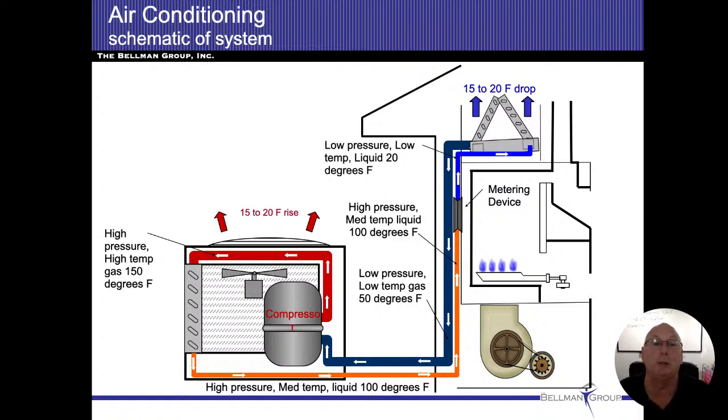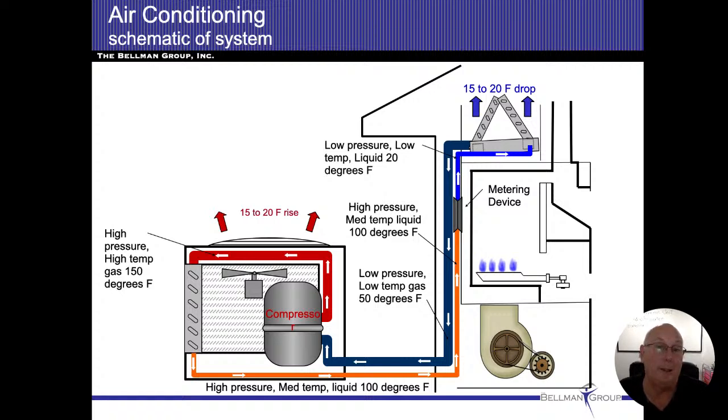We're still high pressure. Our temperature has dropped, so we're medium temperature, and we're a liquid, so roughly about 100 degrees. As we go through our metering device, we're going to drop our pressure. When we drop our pressure, we drop our temperature. And it's going to remain a liquid. So low temperature, low pressure, liquid, roughly about 20 degrees.